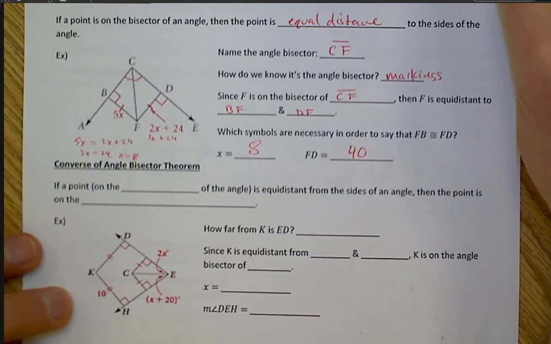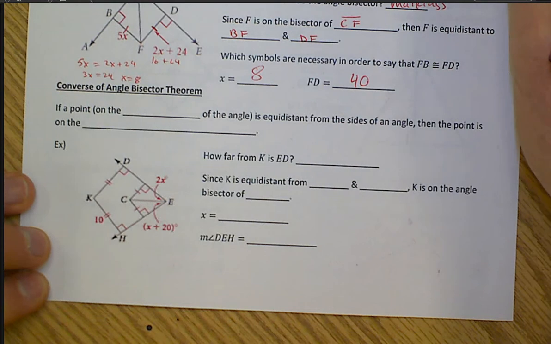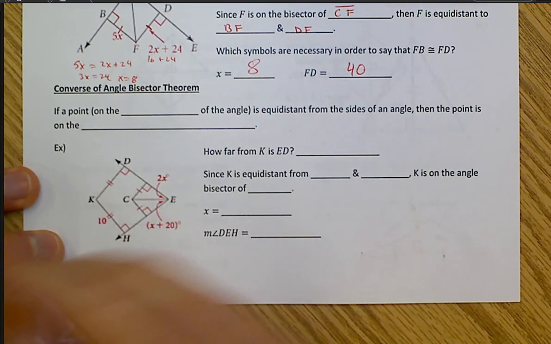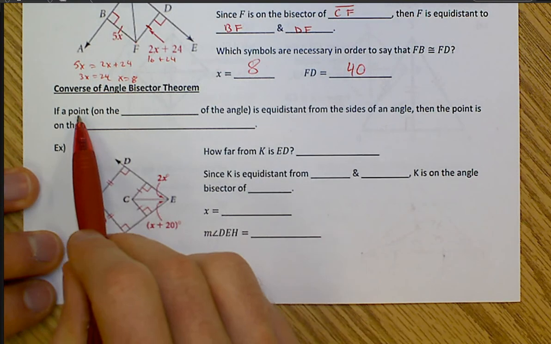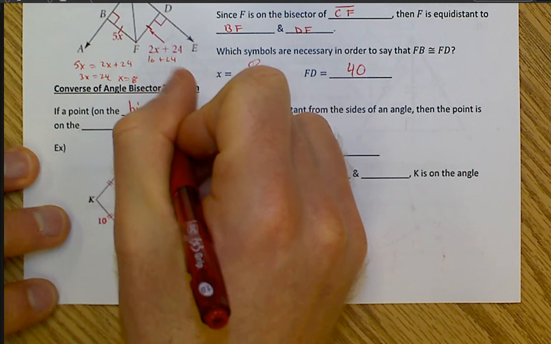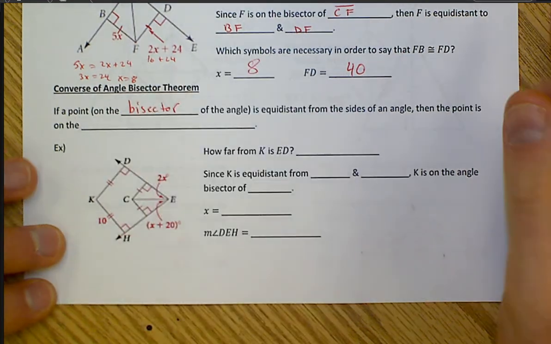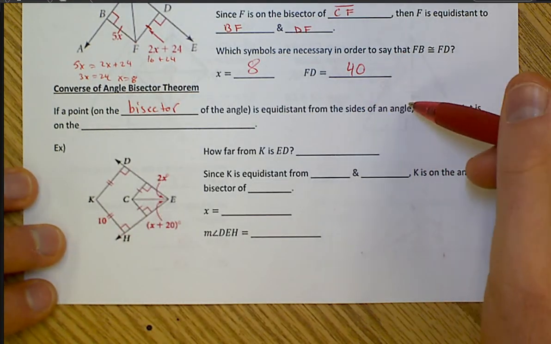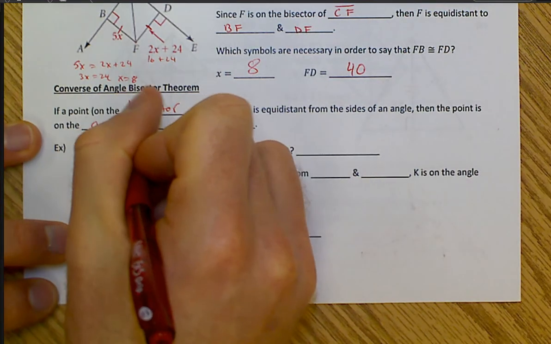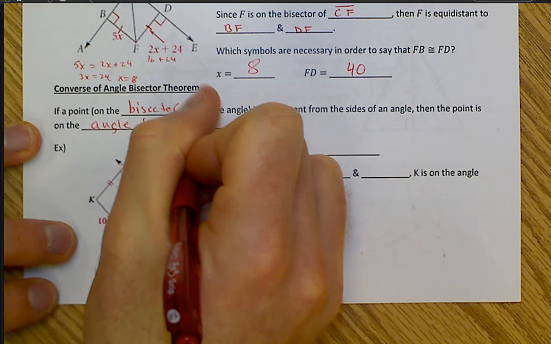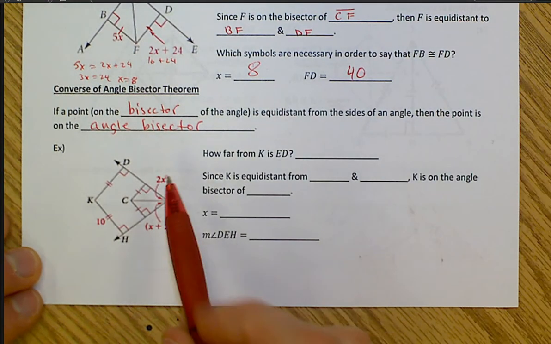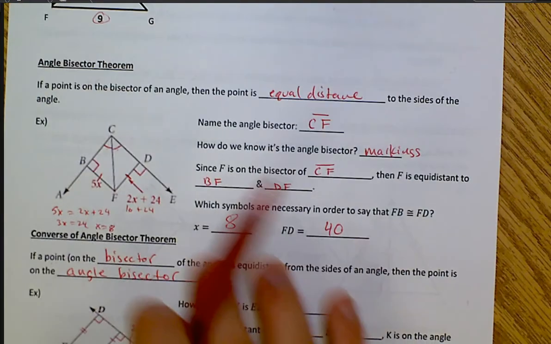Moving on to the last part of this, which is the converse of what we just talked about up top. So it's the same type of problem. It says if a point on the bisector of the angle is equidistant from the sides of an angle, then the point is on the angle bisector. Okay? So this is just the same thing as what we just did here, just kind of going backwards.